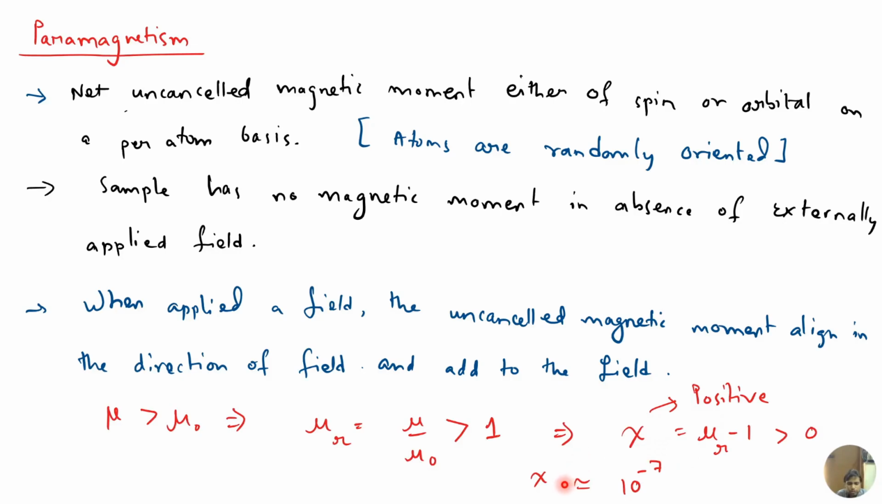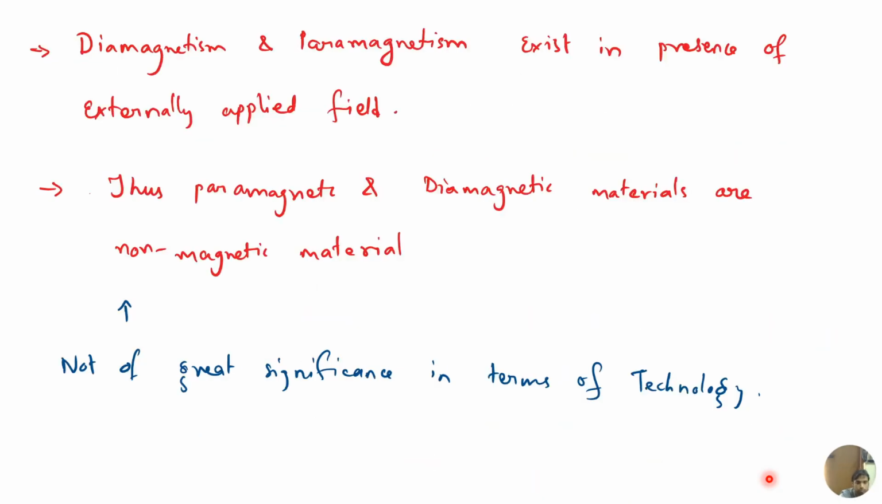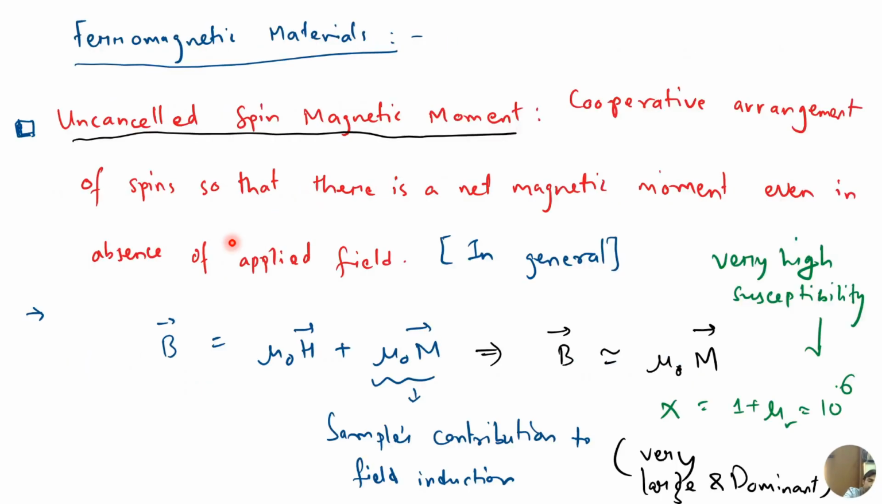This is also a very weak phenomenon, and it is present only in the presence of an external magnetic field. It is of the order of 10 to the power minus 7, but it is a positive quantity. This happens because of alignment of the uncancelled magnetic moments. So diamagnetism and paramagnetism exist in the presence of an externally applied field. Thus, paramagnetic and diamagnetic materials are also called non-magnetic materials. Since they are very weak phenomena, they are not of great significance in terms of technology.